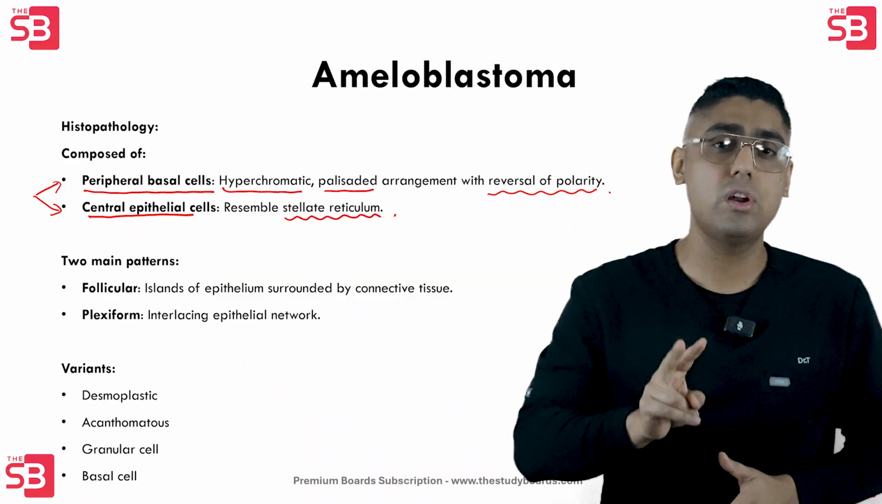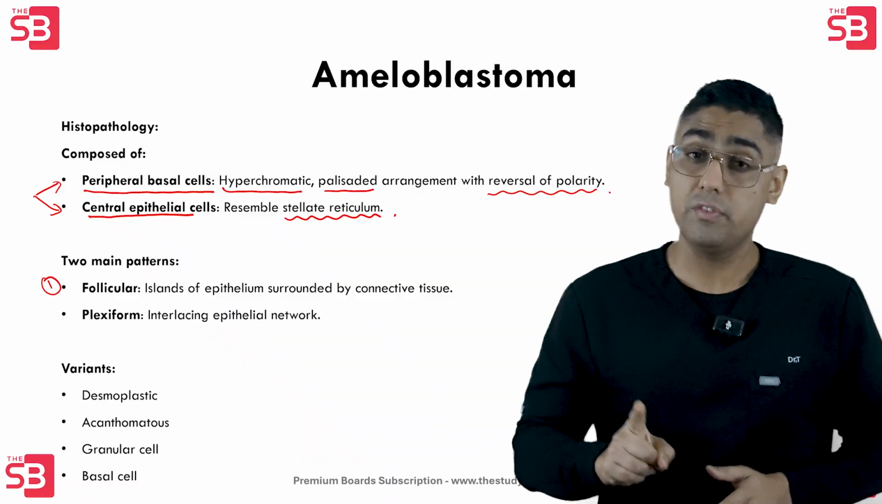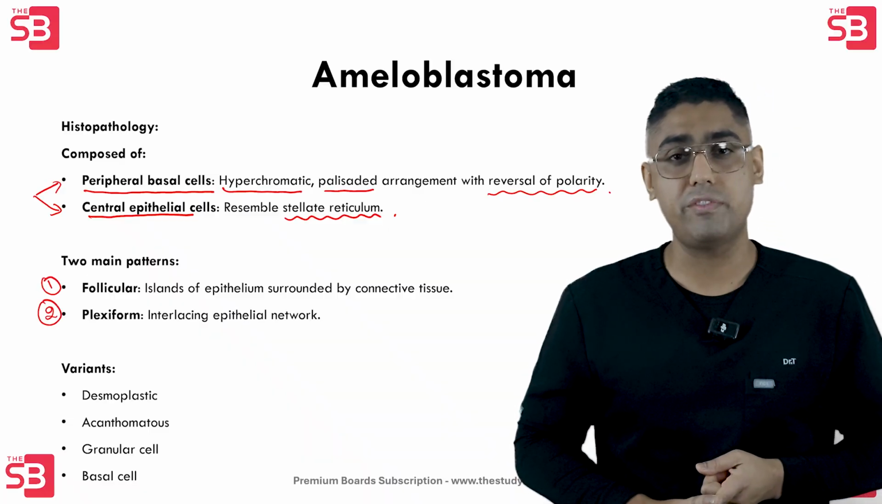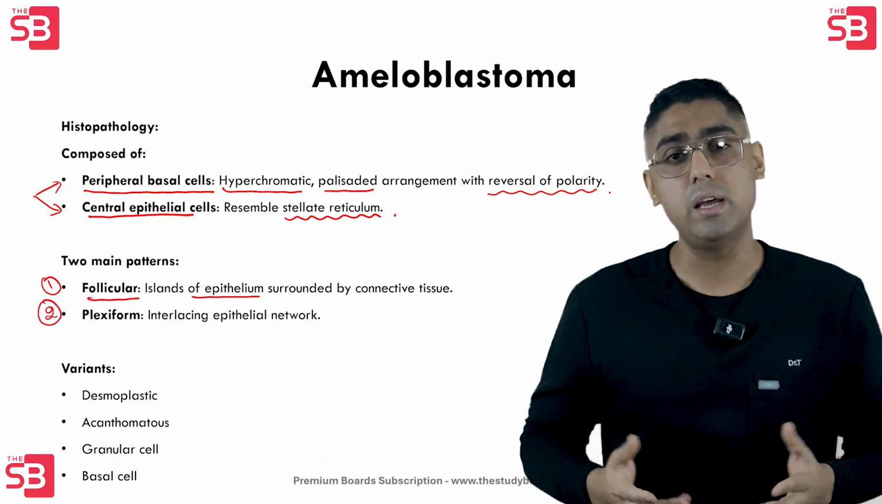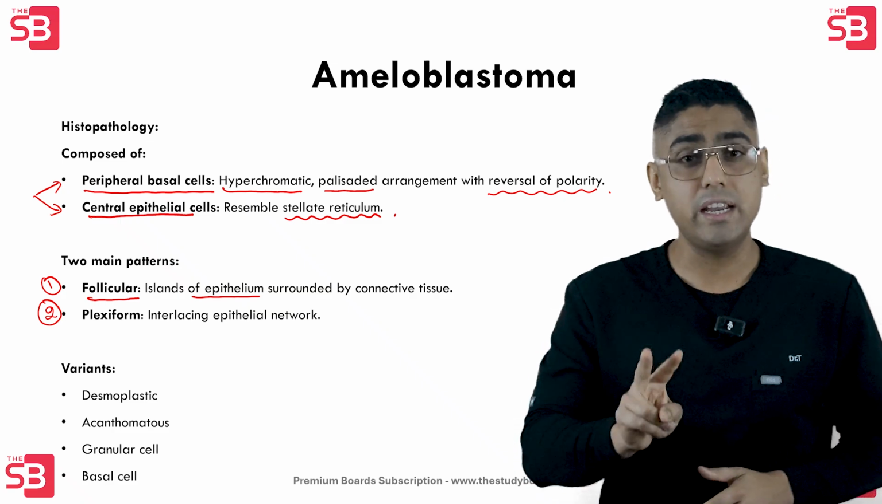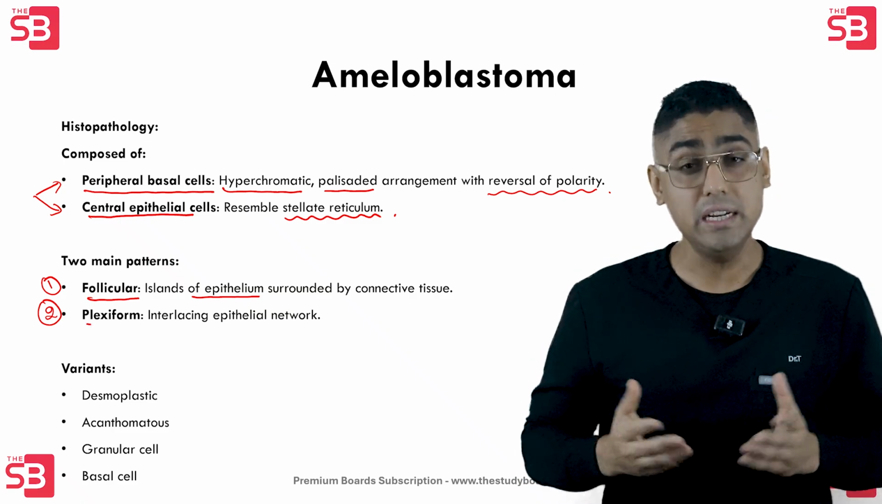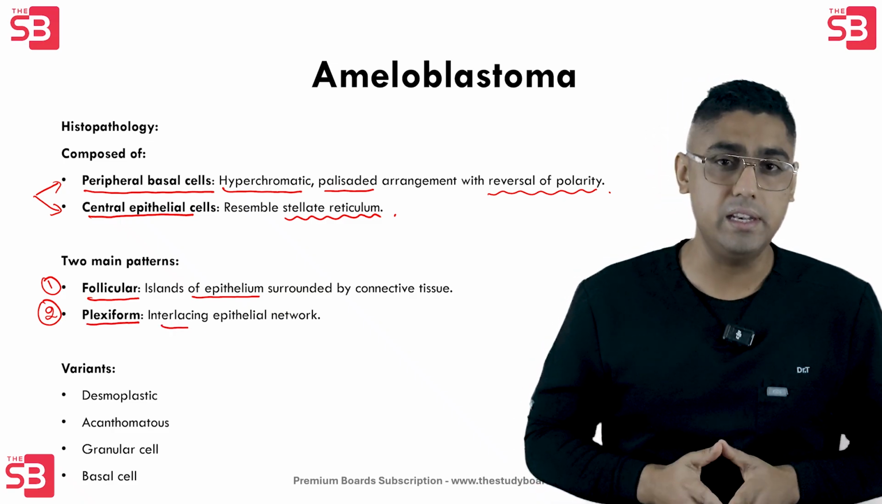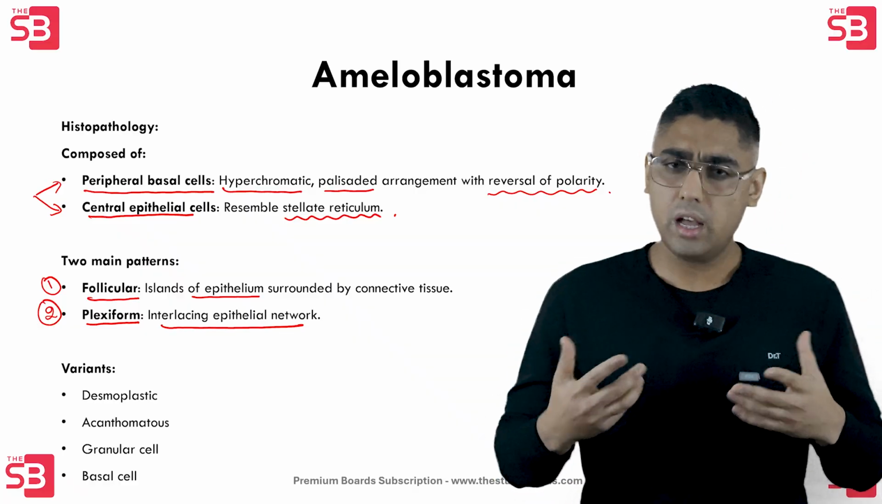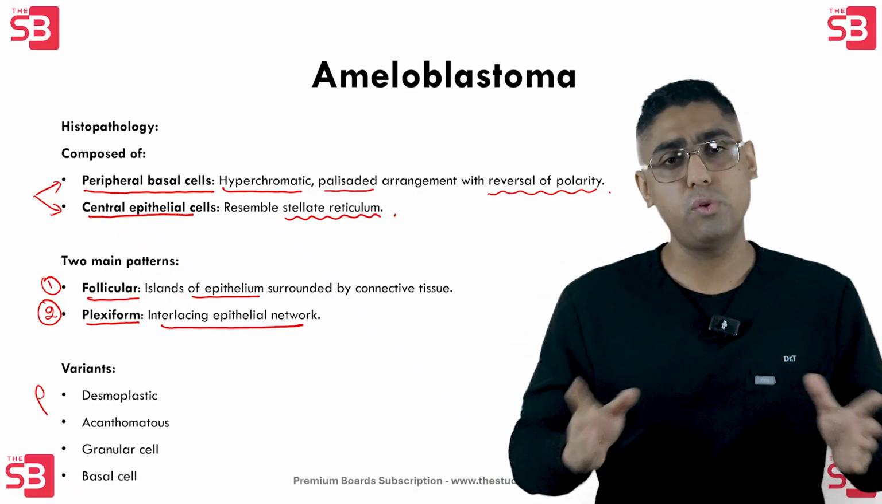Now, two main histological patterns occur here. Follicular, which is the most common, that is islands of epithelium in fibrous stroma mimicking the enamel organ, and the second form is plexiform, which is an interlacing network of epithelial strands. Now, there are also some other recognized variants which I'm going to show you on your screen right now.